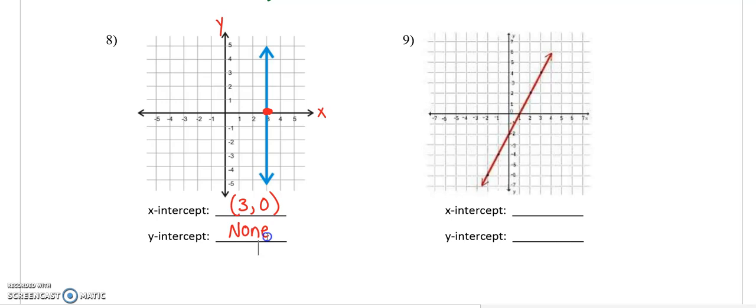Same kind of thing with number 9. So again, x-intercept, I'm looking at the x-axis. I find my point, that looks like it's at 1, so that's 1, 0. And then for my y-intercept, we got the y-axis. That's right down here. It looks like it's at negative 2, so that's 0, negative 2. You can always tell where to put the number, because if it's a y-intercept, the number should be in the y spot. If it's an x-intercept, the number should be in the x spot.